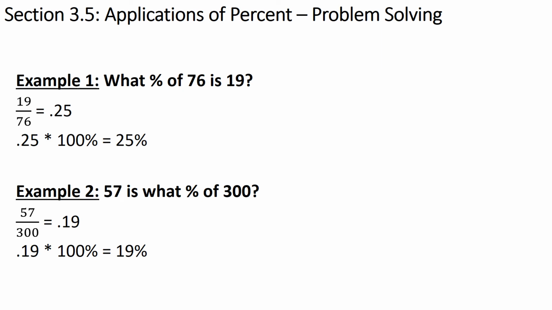Here are some other examples with application of percents. 19 is what percent of 76, which is our total number? 19 divided by 76 equals 0.25. 0.25 times 100%. And remember, 100% is still just 1. We're just renaming it. 0.25 times 100% is 25%. 57 is what percent of 300? 57 divided by 300, the larger number we're dividing by, is 0.19. 0.19 times 100% is 19%.